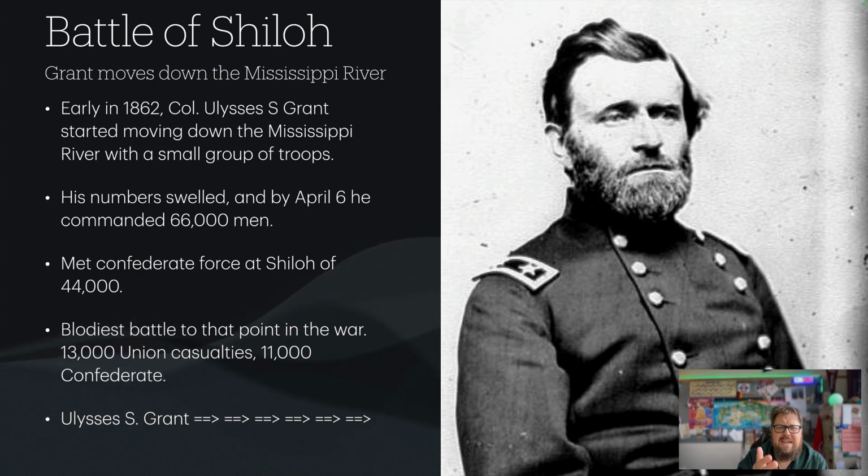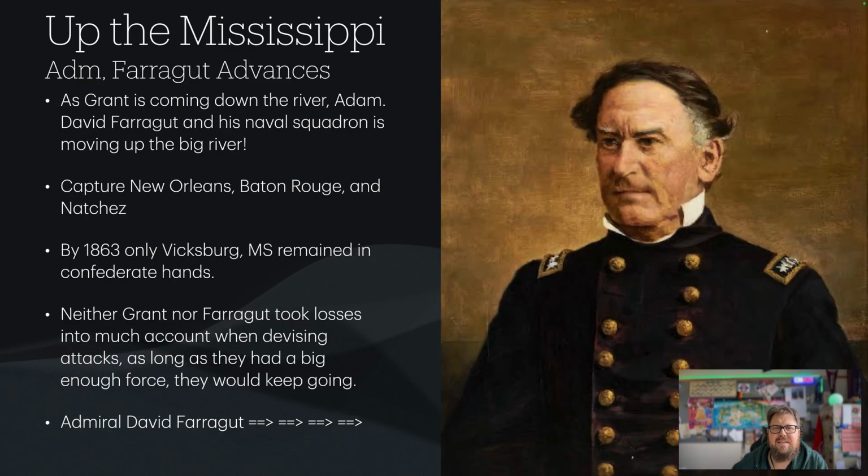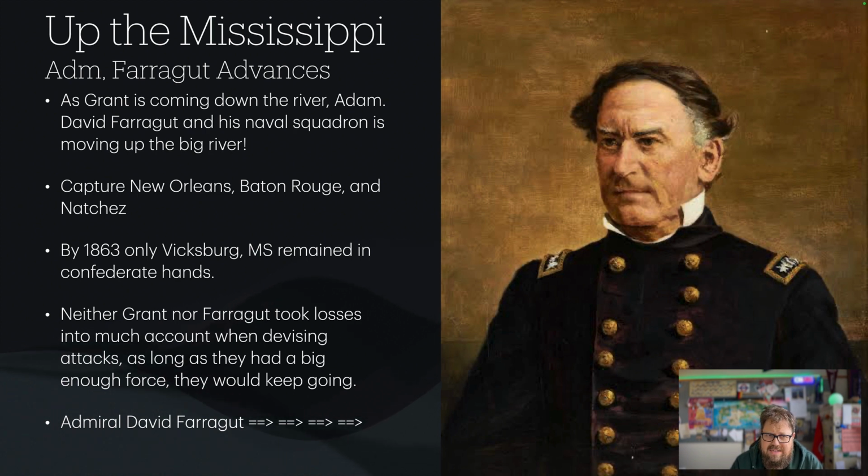So anyway, Grant is coming down the Mississippi, and at the same time, Admiral David Farragut is coming up the Mississippi. Farragut has captured New Orleans, Baton Rouge, and Natchez, Mississippi on his way. So the two are going to meet at Vicksburg. Grant and Farragut are going to meet up at Vicksburg. That's the only town by 1863 on the Mississippi River that is still in Confederate hands.